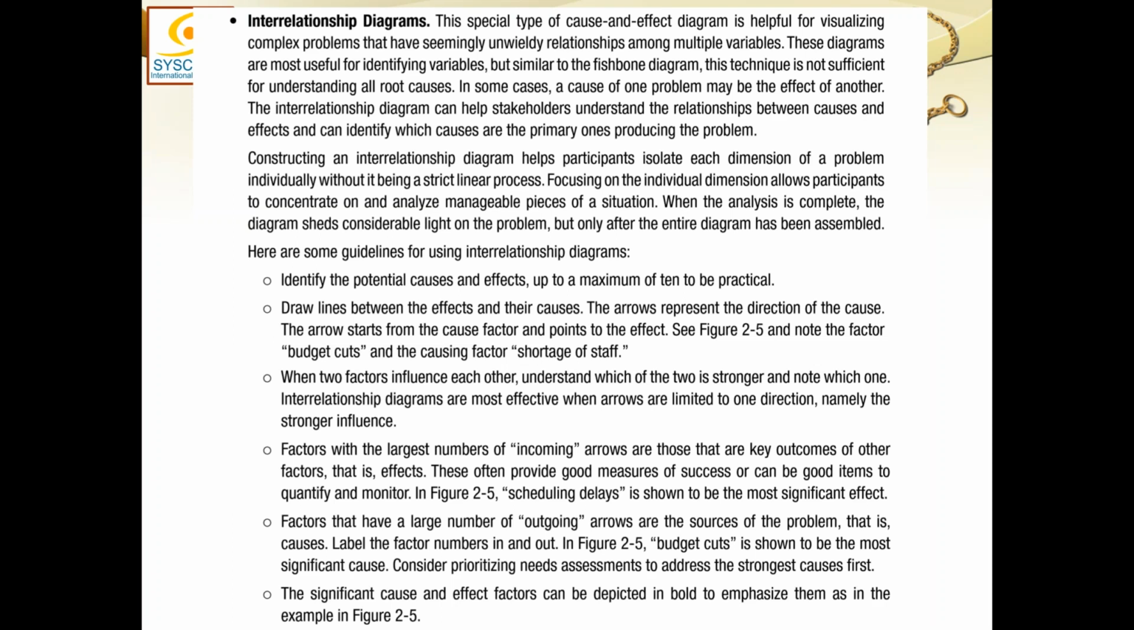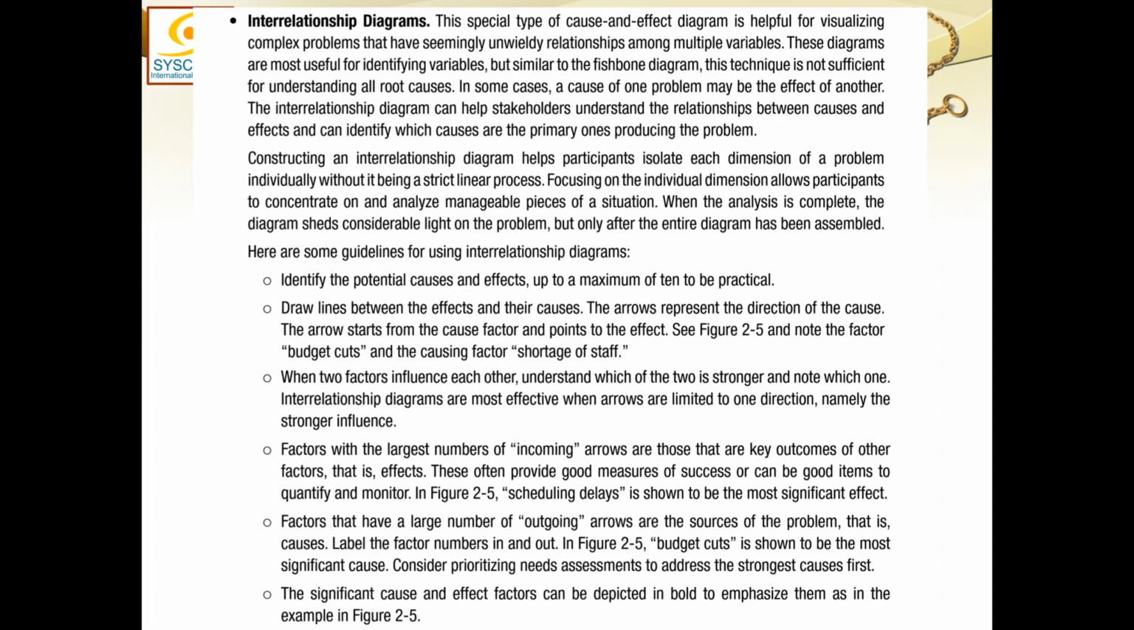But similar to fishbone, this technique is not sufficient for understanding all root causes. Fishbone is very effective for root cause, but the interrelationship diagram is only trying to identify what all is affecting this process. So all of those items will then be known, and their interrelationship would be understood, and we can be slightly comfortable with the root cause as such.